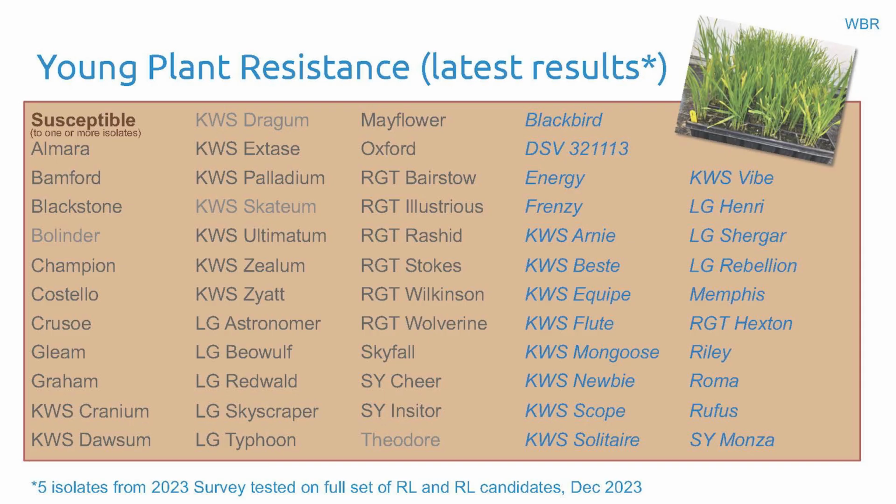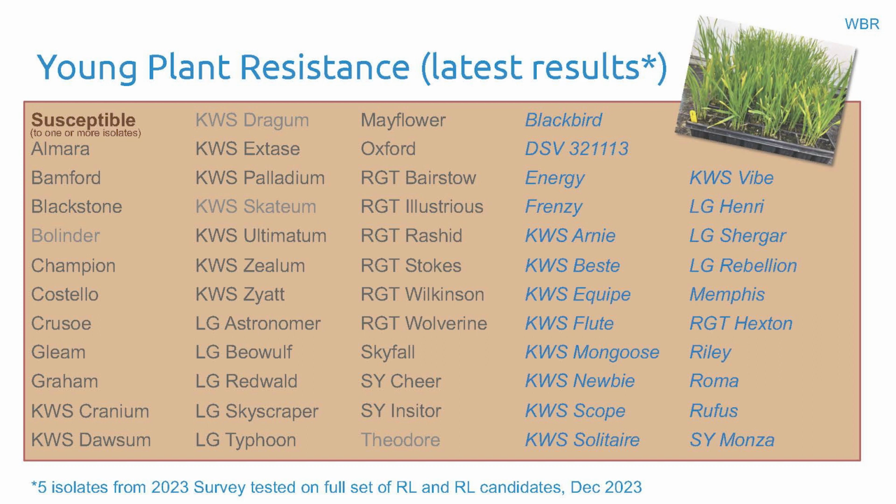But again, for the brown rust, we've taken just 5 of those isolates and tested them on the full set of RL and RL candidates. And these tests I've literally only just completed. They were in the growth rooms over Christmas. I scored them on the first week back over Christmas. So this is brand new results. It hasn't been published on the recommended list yet. But this is what I found, that they were all susceptible to 1 or more of those 5 isolates.